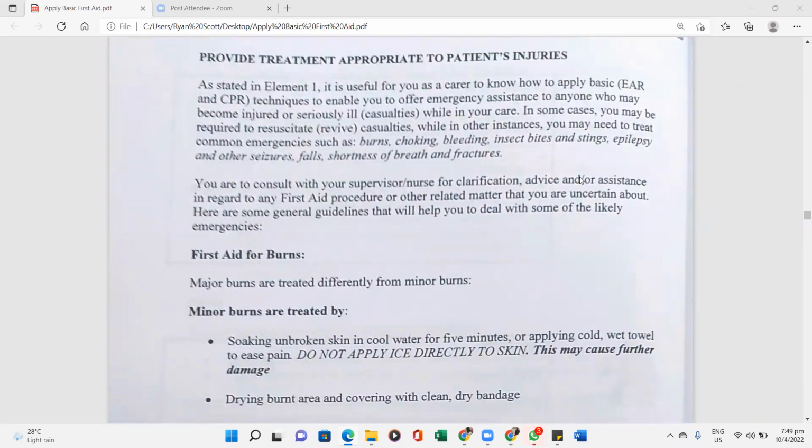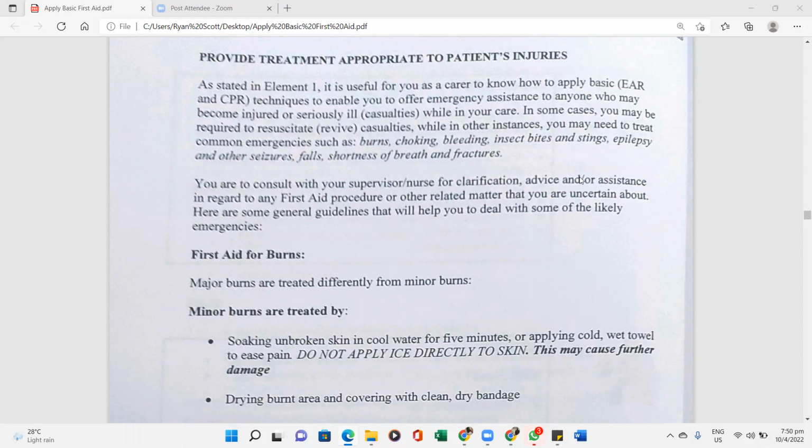Provide treatment appropriate to patient's injury. Okay? So, providing treatment based on the person's injury. In some cases, you may be required to resuscitate, revive the casualty, while in other cases, you may need to treat common injuries such as burns, choking, bleeding, insect bites, stings, epilepsy, and other seizures, falls, and shortness of breath and fractures, right? So for burns, first aid for burns, so they go through each of them, right?